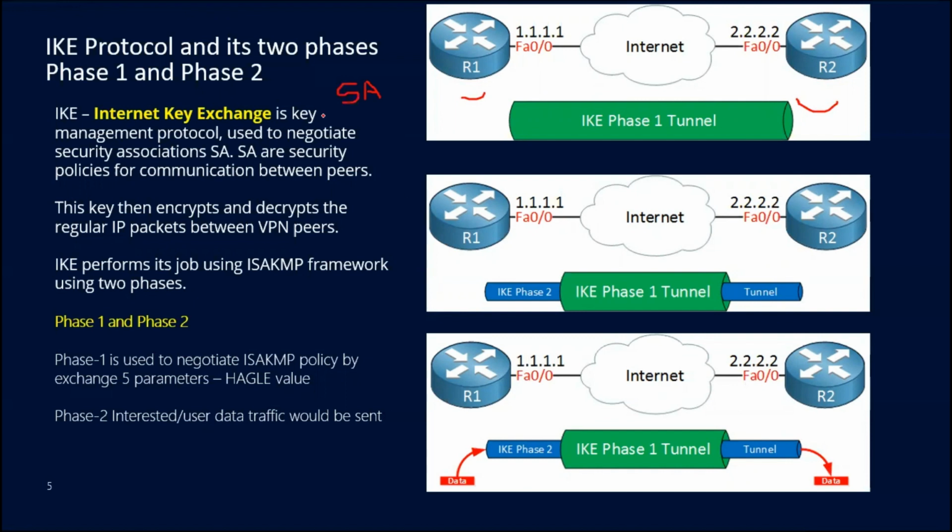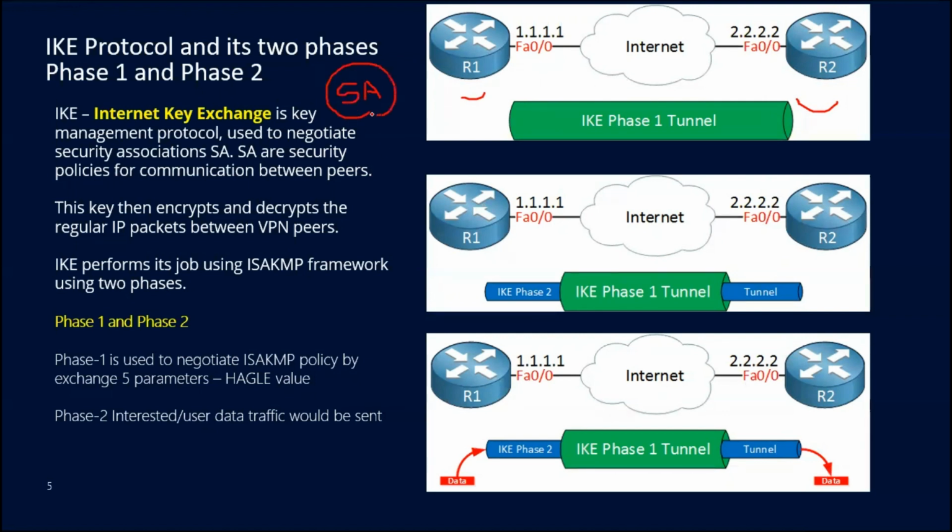Okay, so basically IKE is a key management protocol. It generates a key, and that key should be transferred to the other end, and the key should be the same at both ends. Okay, then only it will negotiate. And basically, it is used to negotiate our security associations.